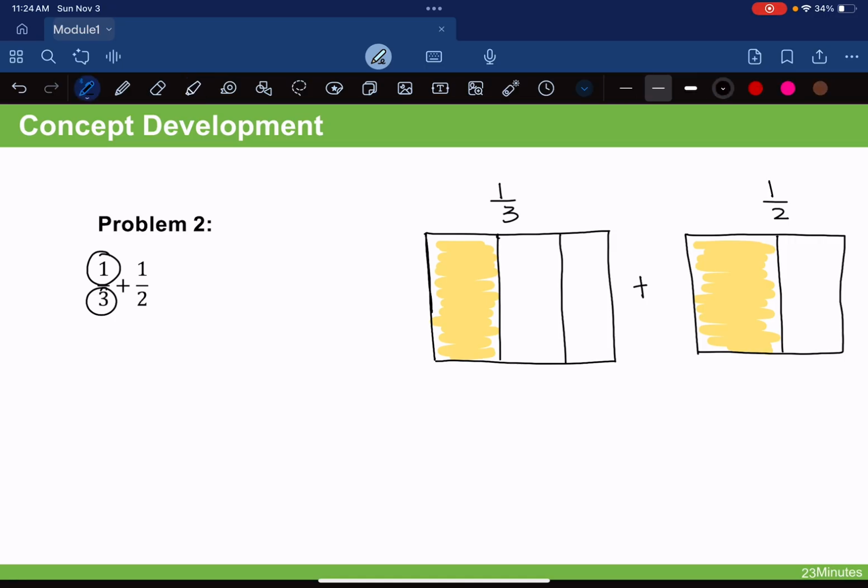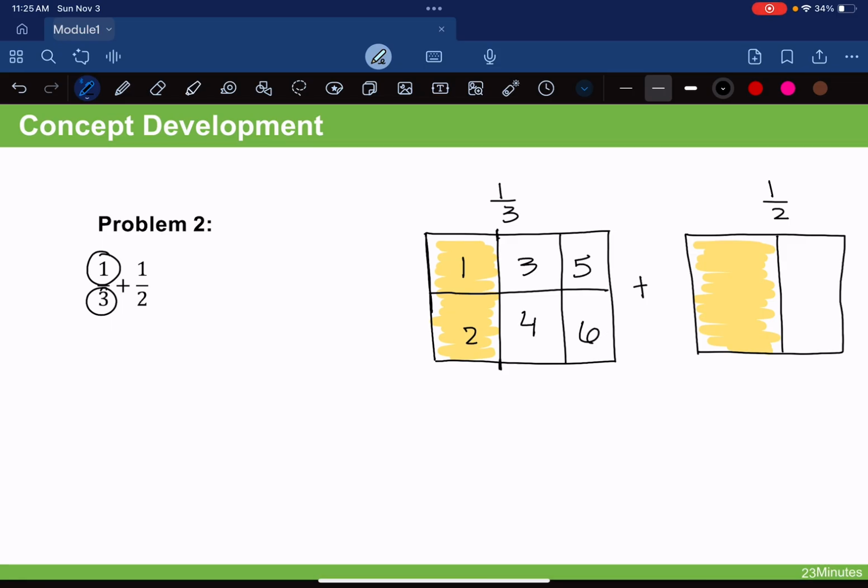The next thing I want to do is look at the opposite side. My denominator here was a 3, so I'm going to use my 2 over here. I'm going to take my 2 and cut my model the opposite direction. We went top to bottom here. Now I'm going to go left to right, and I'm going to cut that into 2 parts. So if I look here, I've got 1, 2. That's my 2 parts. And 3, 4, 5, 6.